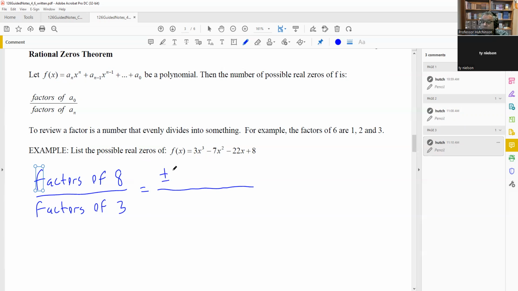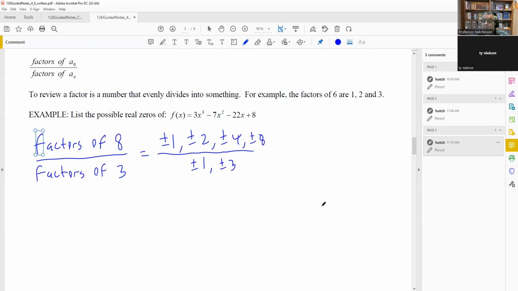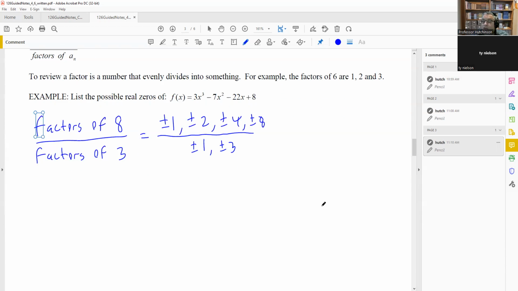So what I'll do is I'm just going to put a plus or minus in front of each of these factors I'm coming up with. And on the bottom, we just have plus or minus 1, plus or minus 3. Okay, so it's all the numbers that divide evenly into 8, all the numbers that divide evenly into 3, and I'm putting a plus or minus sign in front of those.